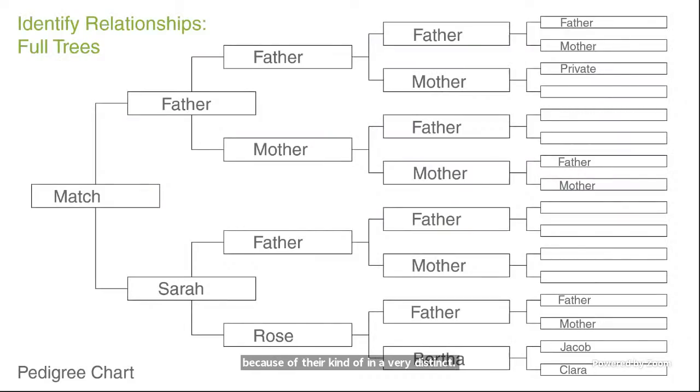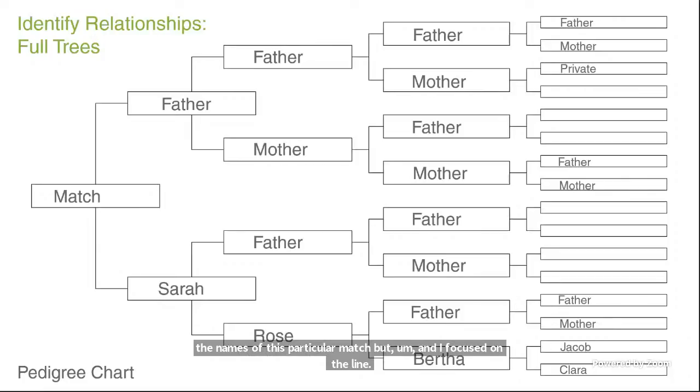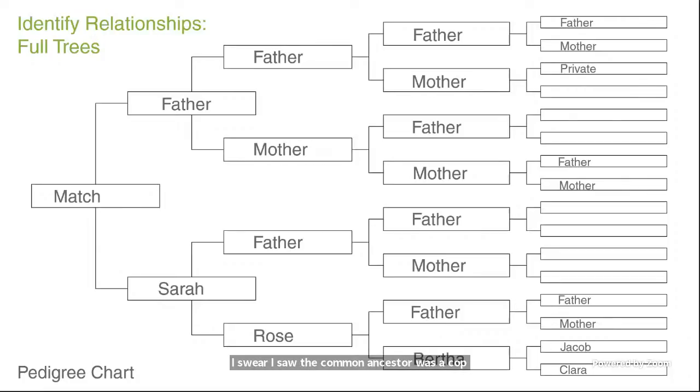So I go ahead and pull up the tree of the match. I changed all the names, so it's not actually the names of this particular match. I focused on the line where I saw the common ancestor was a couple named Jacob and Clara. So that's a couple that appears in my tree as well as in the tree of this DNA match. So I've identified the common ancestor, but the next step is to figure out how I'm related.